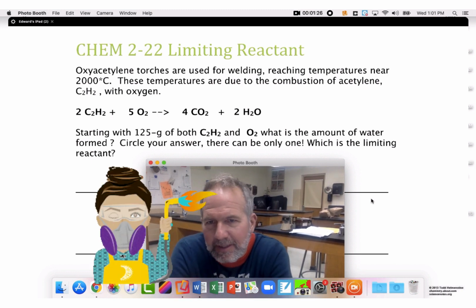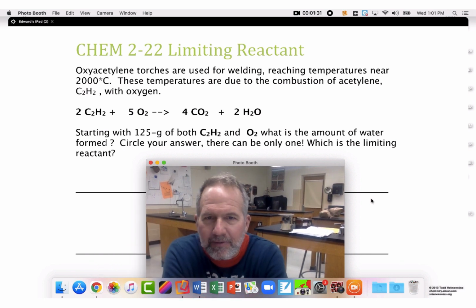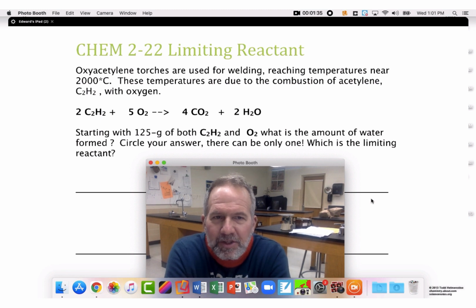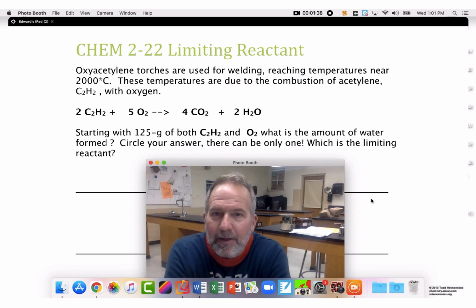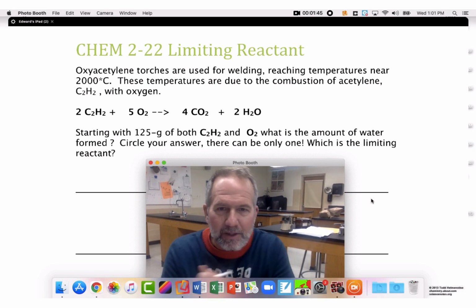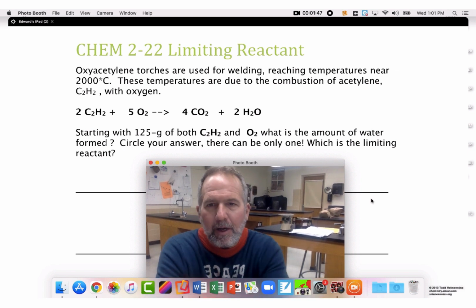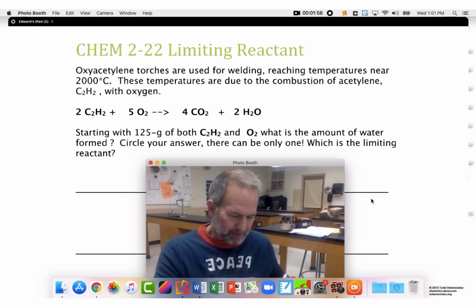Oxyacetylene torches. That's the torches that we use, like a blowtorch type thing, right? They use them for welding and stuff too. They reach temperatures near 2,000 degrees Celsius. That's pretty darn hot. These temperatures are due to the combustion of acetylene gas, which is C2H2, and then it reacts with oxygen. That's a combustion reaction, right? All right. So here we have the balanced equation. We have the acetylene, that's the C2H2, plus oxygen, forms carbon dioxide and water. All right. So that's the setup.